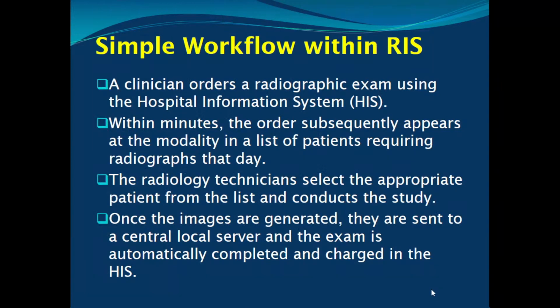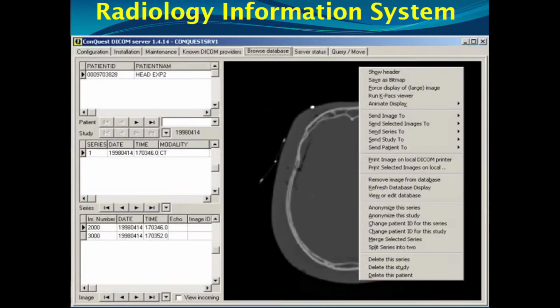At this slide, you see a simple workflow within a radiology information system. The clinician orders a radiographic exam using the hospital information system. Within minutes, the order subsequently appears at the modality in a list of patients requiring radiographs that date. The radiology technicians select the appropriate patients from the list and conduct the study. Once the images are generated, they are sent to a central local server, and the exam is automatically completed and charged in the health information system.